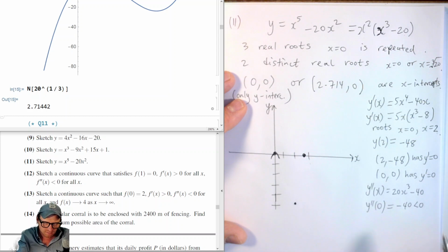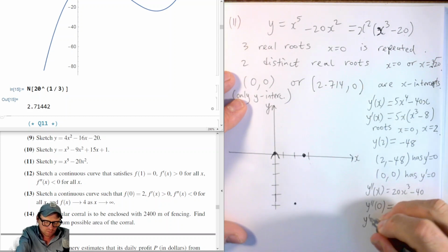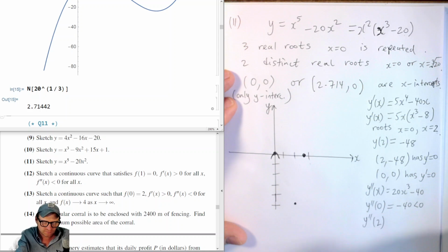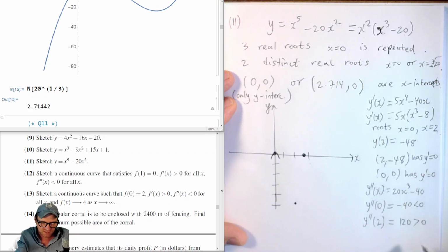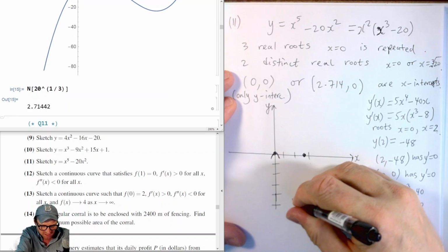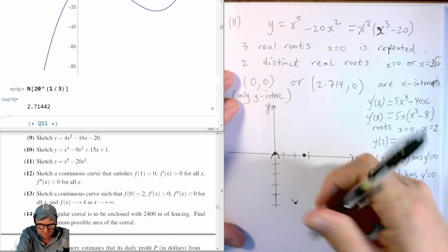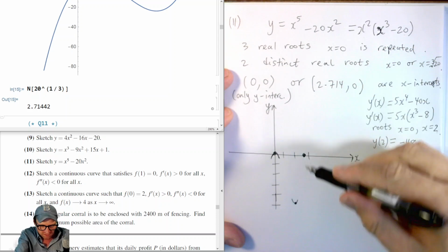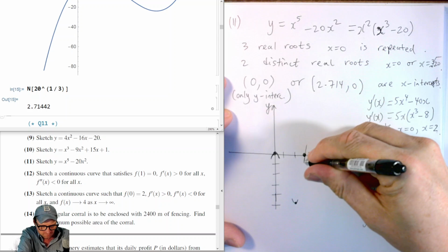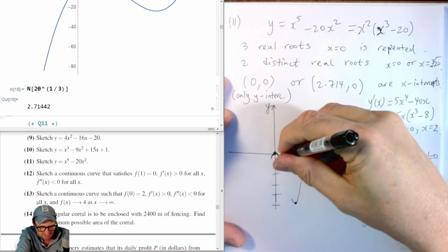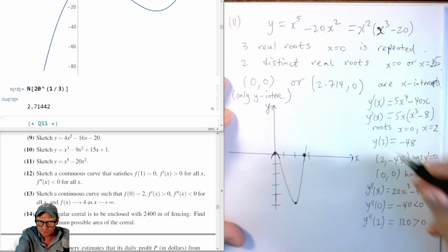All right, so let's do the same thing with 2. Y double dash of 2. So 20 times 8 is 160, and then minus 40 is 120. That's positive, so we get a local min there, and so let's fill that in like this. And then we know that it crosses at about 2.7. So the sketch should look something like what I'm drawing here.